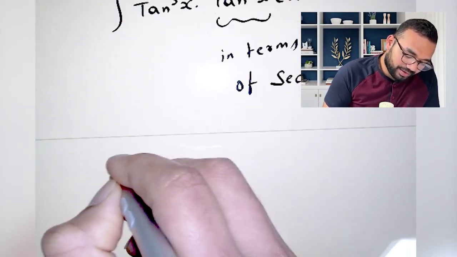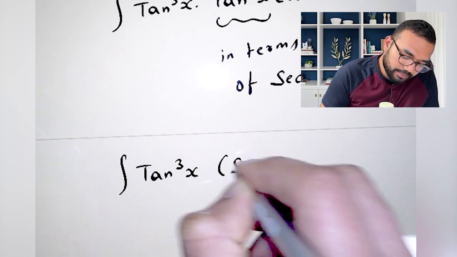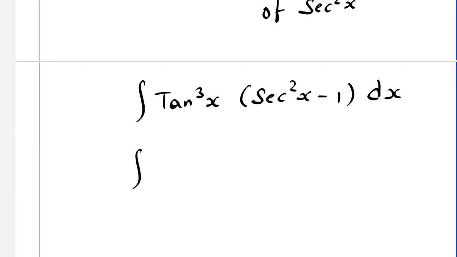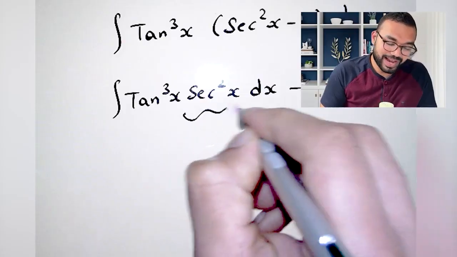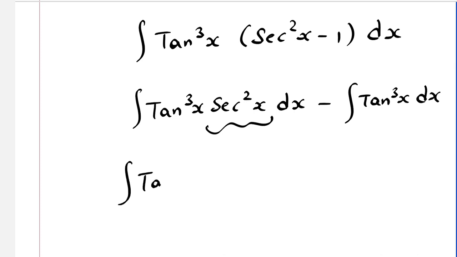So integral of tan cube x, tan square x can be written as secant square x minus 1. So this is going to be integral tan cube x times secant square x dx minus integral tan cube x dx, right? But we know that the derivative of tan x is secant square x. So I can write secant square x dx as d of tan x. So integral tan cube x d of tan x minus integral tan cube x dx.